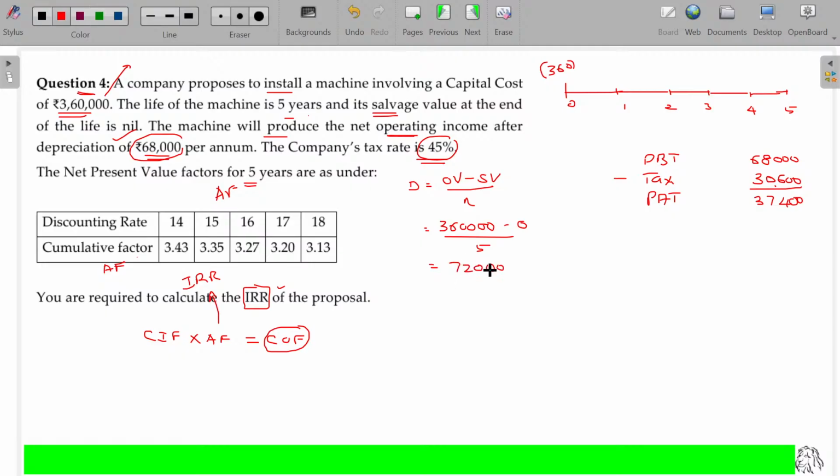This 72,000 rupees might have been debited in the P&L account. Because of that reason, profit might have decreased. Though the profit decreased, this will not have any cash outflow implication. So, to find out the cash inflow, you have to add this back. The depreciation in this case being 72,000 rupees. If I add, then I will get the cash inflow here. 1,09,400 will be the cash inflow here. Clear? We got the cash inflow.